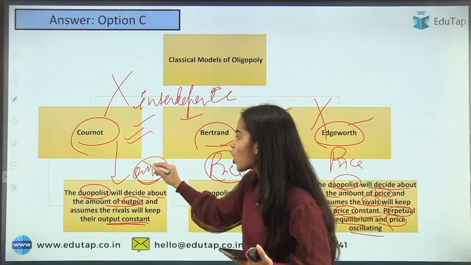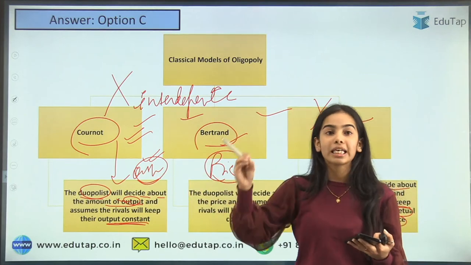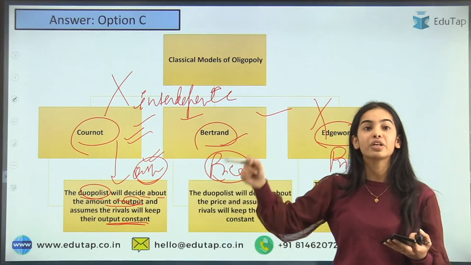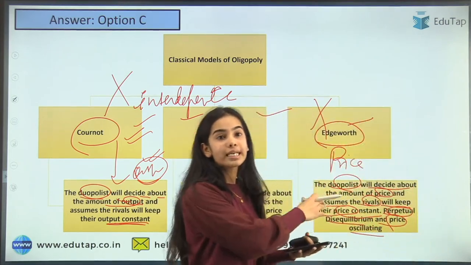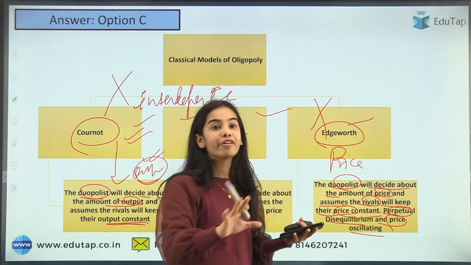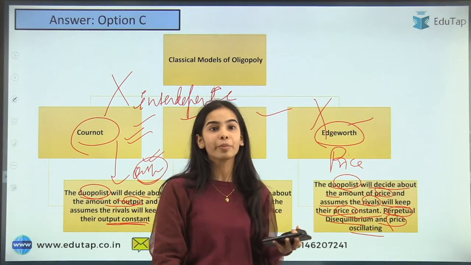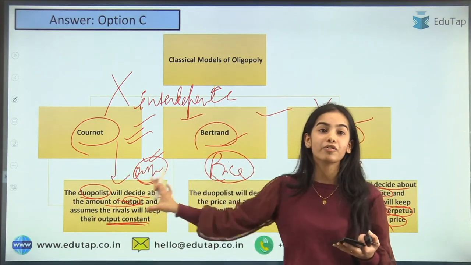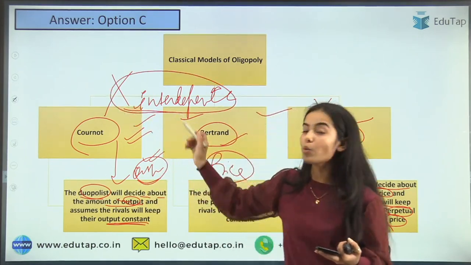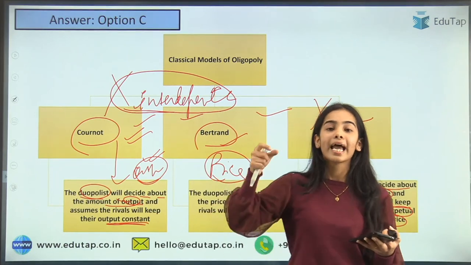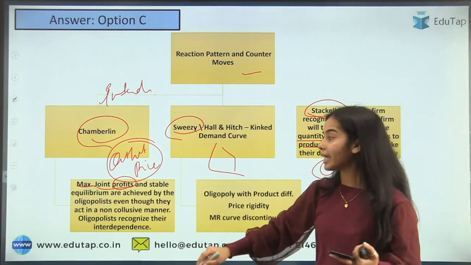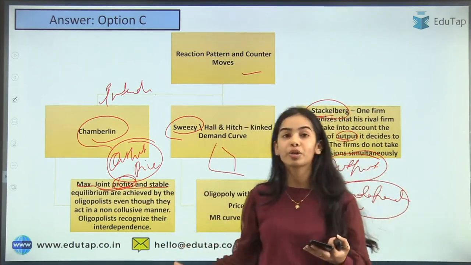Cournot said that the rival firms will keep their output constant. Okay, Bertrand said the rival firms will keep their price constant. Edgeworth said that the other firms will keep their price constant, and they will never reach an equilibrium. But Cournot and Bertrand said that the rival firms can reach the equilibrium, but they never took interdependence into account. And in oligopoly there are only a few firms and they are interdependent. Okay. Chamberlin said output and price both are determined, maximum joint profits are there, stable equilibrium is there.